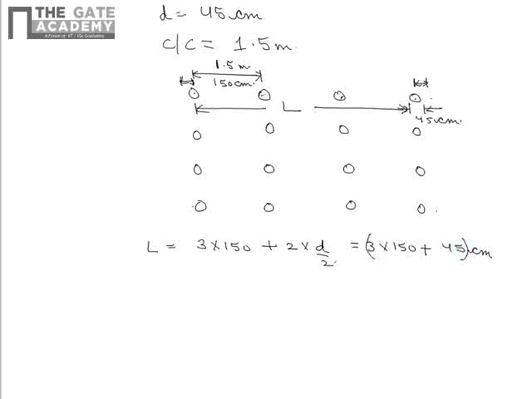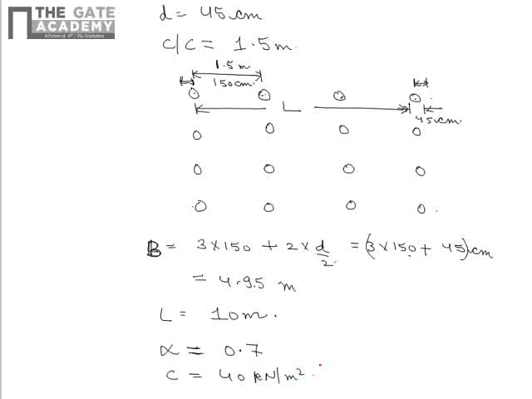So length of each side is given by 4.95 meter. Let's say this is breadth. Let's not confuse this with length of the pile. Length of the pile is given as 10 meter. Also alpha, that is mobilization factor, is given as 0.7 and C is given as 40 kilonewton per meter square.